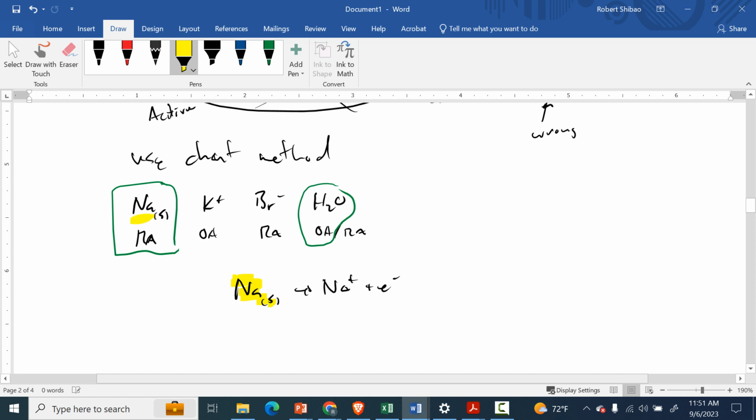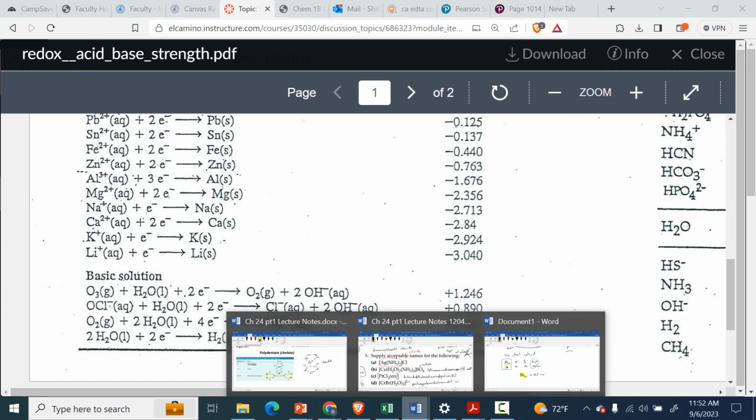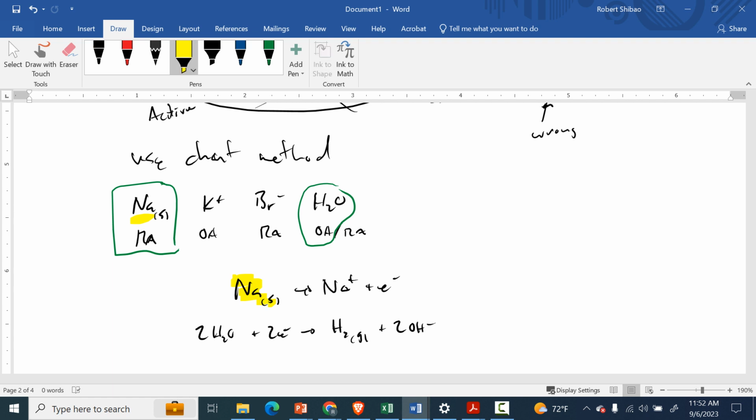Well, that takes care of the sodium metal here. And water, I can just copy off the chart. And so if I look at water, I have 2 waters plus 2 electrons goes to H2 plus 2 hydroxides. So this one I just copy right off the chart. And so 2 waters plus 2 electrons goes to H2 gas plus 2 hydroxides. All right, and then I have my water here. So I have my sodium and my water.